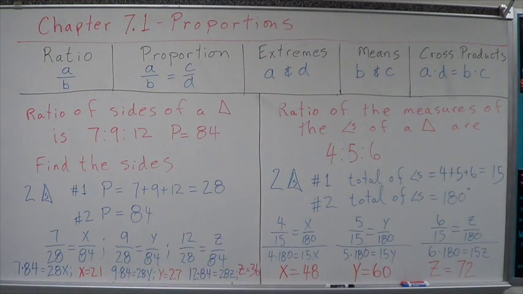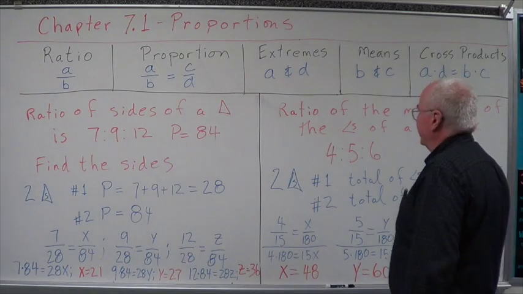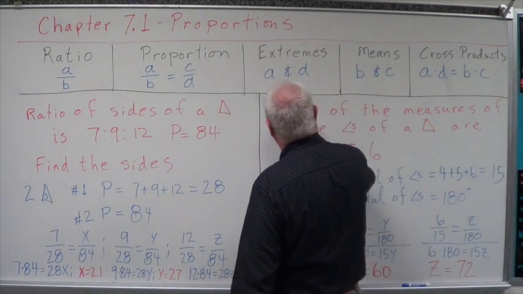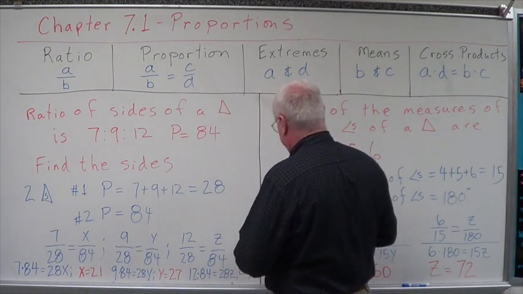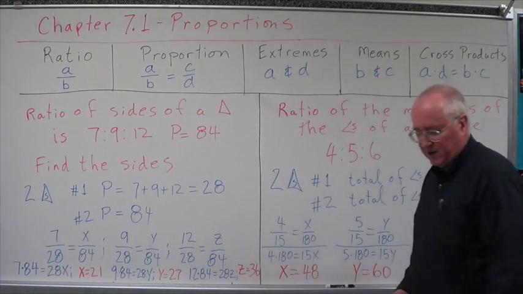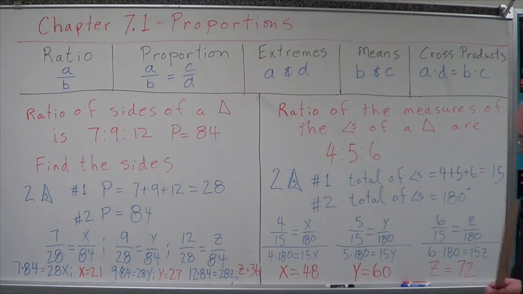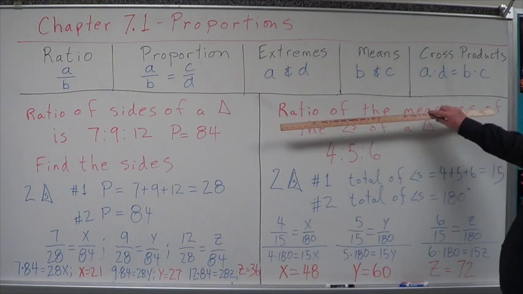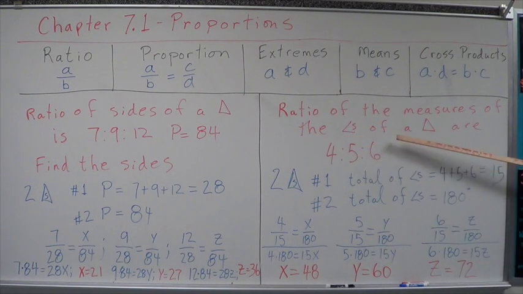Now, the next one is a little even wilder because it goes against all the conventions and rules and definitions and equations that we have for angles of a triangle. But we're going to show you how it works. We have to play a little trick. Play that trick and it'll work out. Okay? This one is the ratio of the measures of the angles of a triangle are 4, 5, and 6.